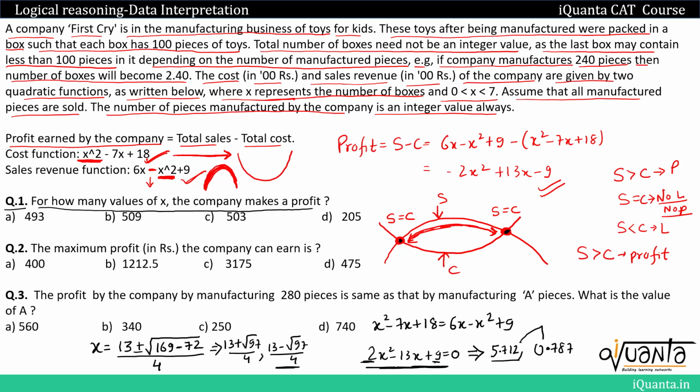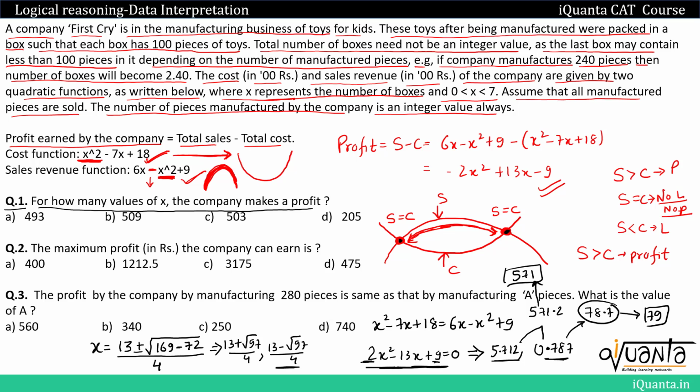So let us convert the value of x into number of pieces. When we convert 5.712 into number of pieces, we get 5.712 into 100, which gives us 571.2, and 0.787 into 100 gives us 78.7. So this value is roughly around 79, and 571.2 is roughly around 571. So for these many values of x, the sales function will lie over the cost function.